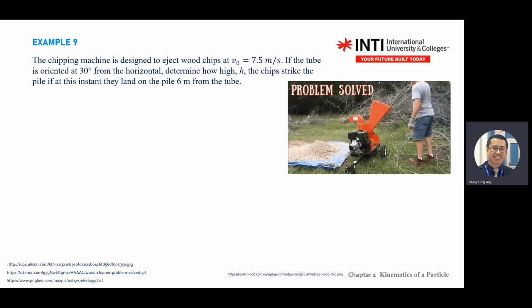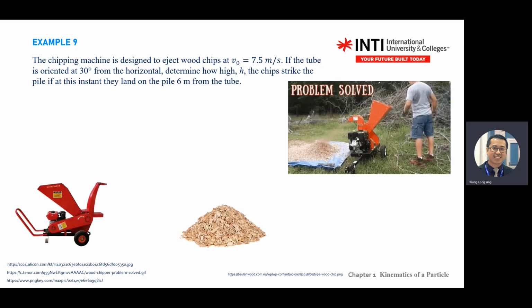The output direction will look something like that. So you can control the head here. It will tell you that the setting was at 30 degrees from the horizon, and determine the height H. The chip strikes the pile if it lands on the pile 6 meters from the tube.